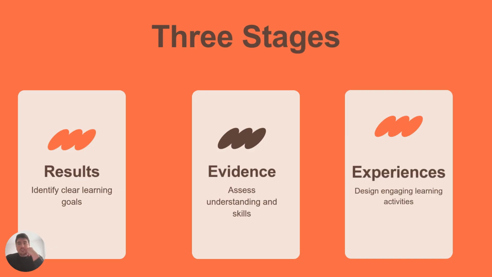So we talked about the first two stages, results and evidence. Now stage three is to plan learning experiences and instruction. When we get to the third stage, it asks us what learning experiences will help students achieve their goals. Here, one would plan lessons, activities, and other resources that align with the desired results and assessments. For example, this could be conducting experiments, analyzing food chains, and reflecting on environmental impact.